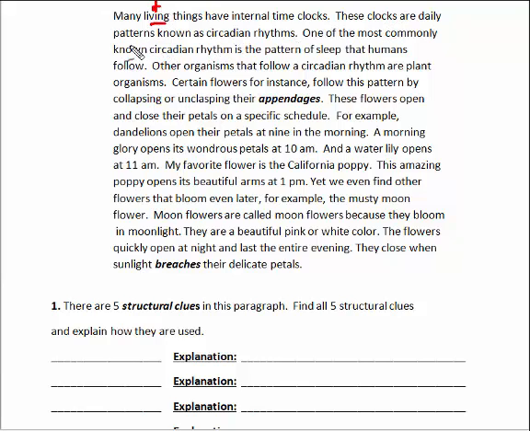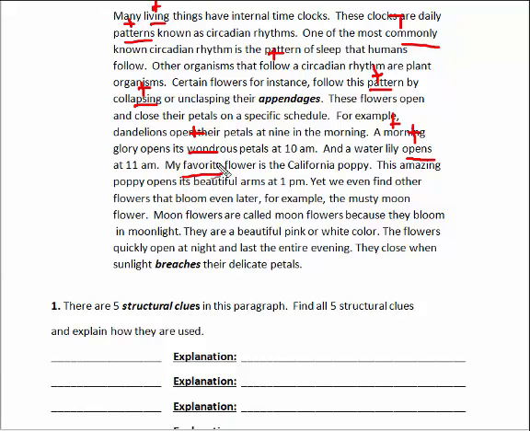Daily patterns. I feel like a pattern seems fairly positive. Commonly, that feels like a positive word. Rhythm, humans follow. Circadian, plant organisms. Follow, collapsing, that feels like it's negative. Following, that feels like it is pattern, follow, all kinds of words that have some tone on here. Petals, for example, dandelions close their petals in the morning. Open, wondrous, that's positive. Water lily opens, when you open something, usually positive. Morning, that would be positive.